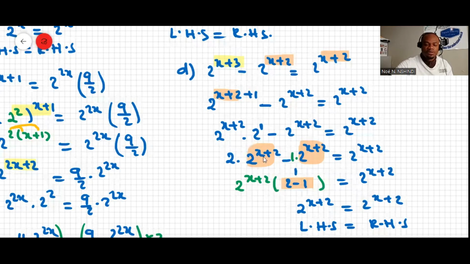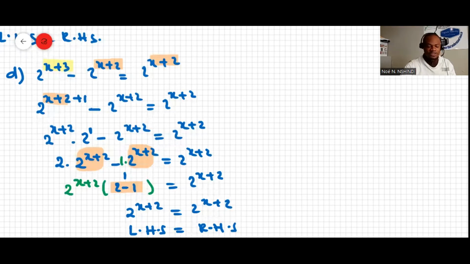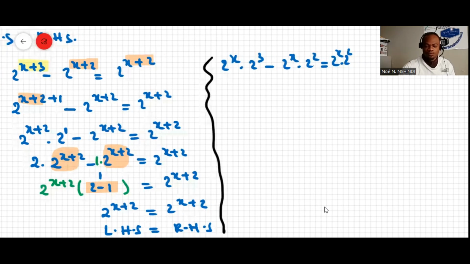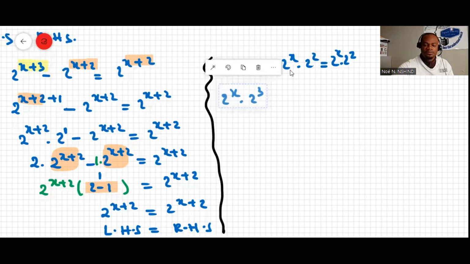Or we could also split it this way, as we were doing previously. We could also do 2 to the x times 2 to the 3 minus 2 to the x times 2 to the 2, equal to 2 to the x times 2 to the 2. From this line, we can write this way. Let me just move it a little bit so we can see.